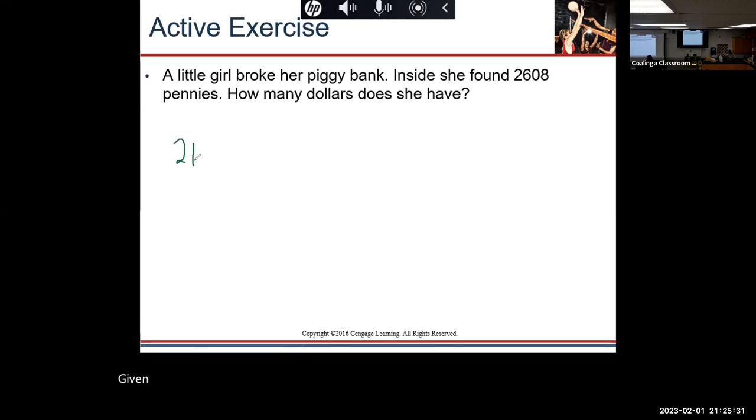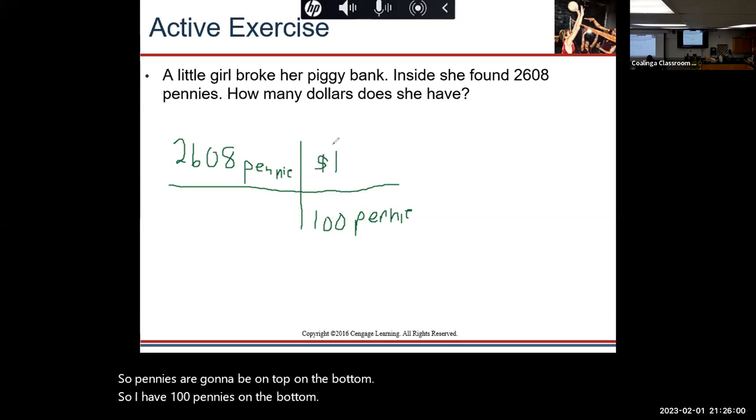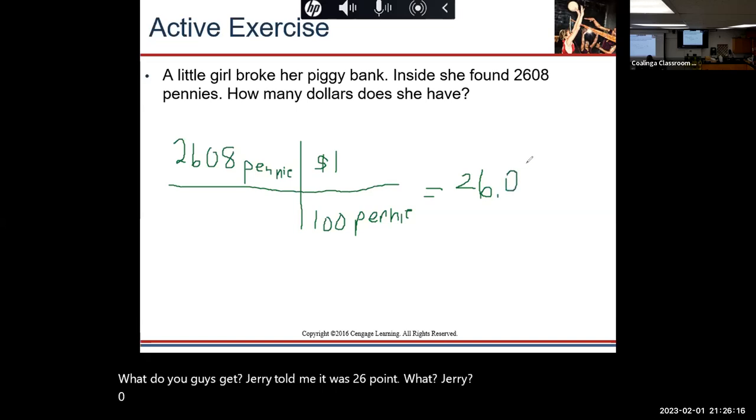So my given is, my conversion. So pennies are going to be on top or on the bottom? So I have 100 pennies on the bottom. Cash money on top. Dollar bill. Okay. What do you guys get? Okay, questions? Piece of cake, right? Not too bad.